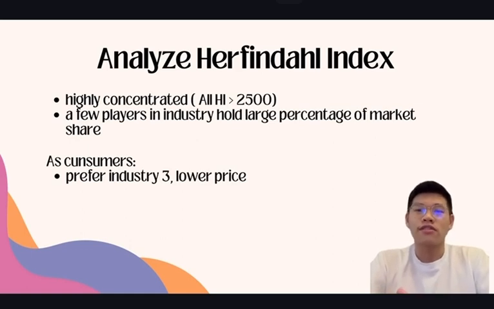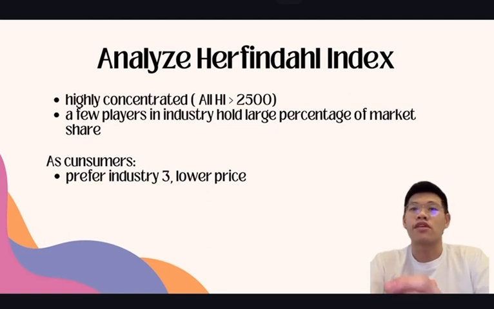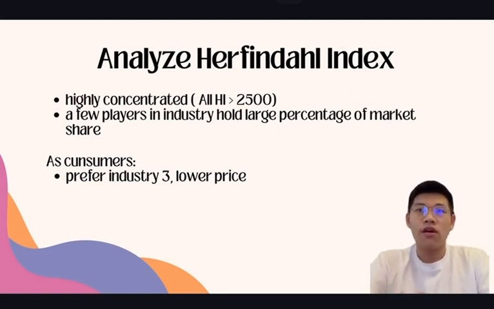The Herfindahl index is actually used to test how concentrated the market is, meaning how many firms in the industry hold a large percentage of the market share. In this case, all 3 industries are highly concentrated because your Herfindahl index is more than 2,500. But if the Herfindahl index is between 1,500 and 2,500, it can be said to be moderately concentrated.